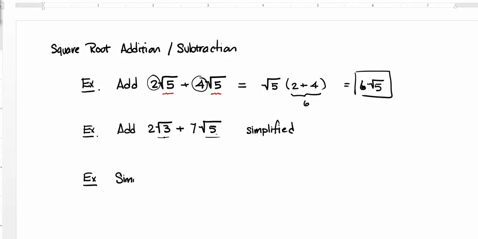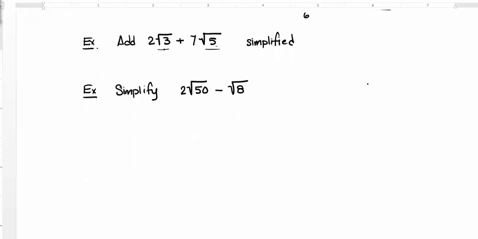If I ask you to simplify 2 times the square root of 50 minus the square root of 8. Now at first glance, what's under the radicals aren't the same, right? But if you remember, these two aren't simplified because we actually have perfect square factors inside. So I can rewrite 2 times the square root of 50 as 2 times, and 50, remember, is 2 times 25. And 25 is a perfect square factor, right? And then 8, I can rewrite it as 2 square root of 2 times 4.